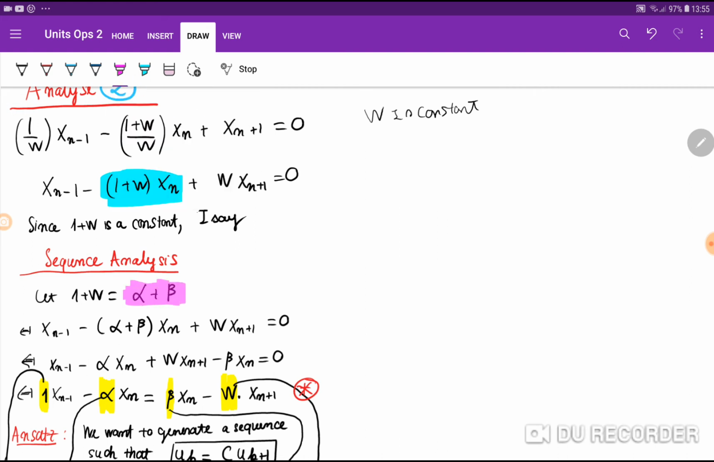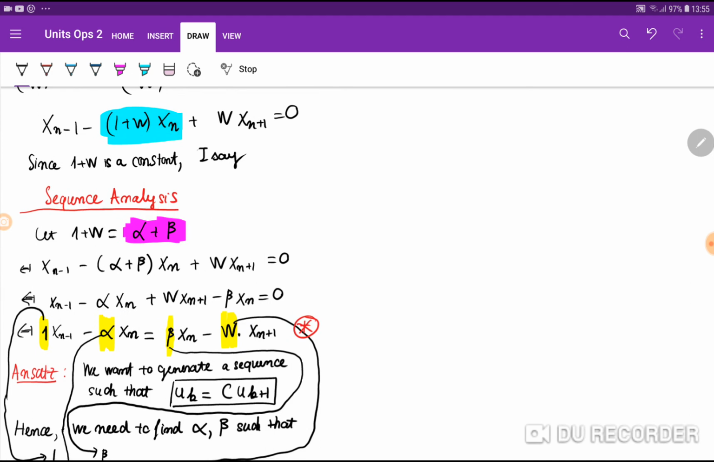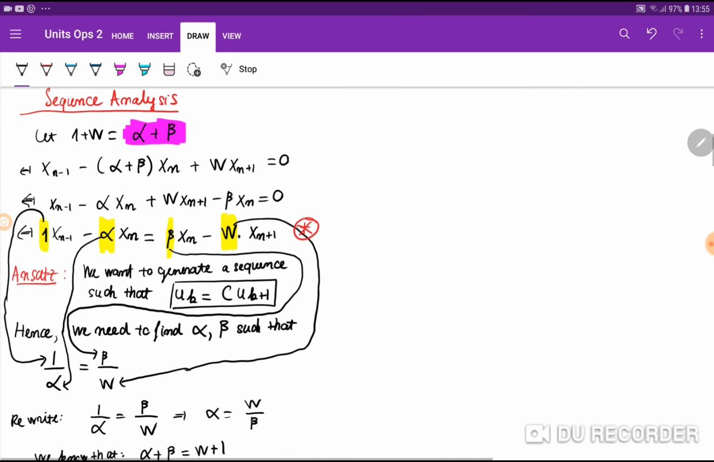So I'm going to break it into alpha and beta, okay? Because alpha and beta are theoretical components, and my goal is to find a sweet spot, the sweet alpha and the sweet beta. It can be Sweet Home Alabama too. You have to find alpha and beta such that you generate the sequence right here, that u_k equals c u_{k+1}. So it's a recursive series, I think.